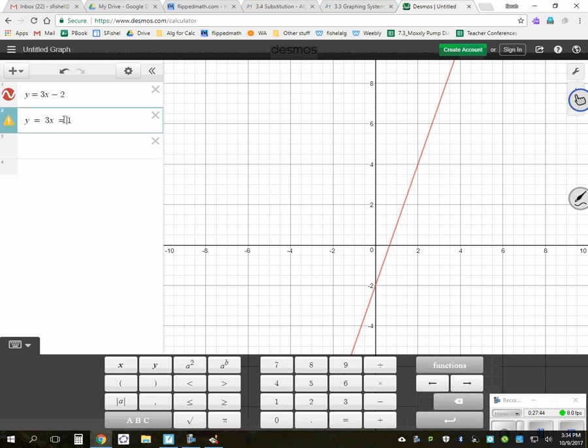Whoops, not equals, plus. Okay, so those would be parallel lines. There would be no solution. Feel free to Google and try to find out a way to find the point of intersection on there. I'm not sure. I would stick with the TI Nspire so long as you have access to it. But if you're at home and you don't, you can always use this to help you with graphing.